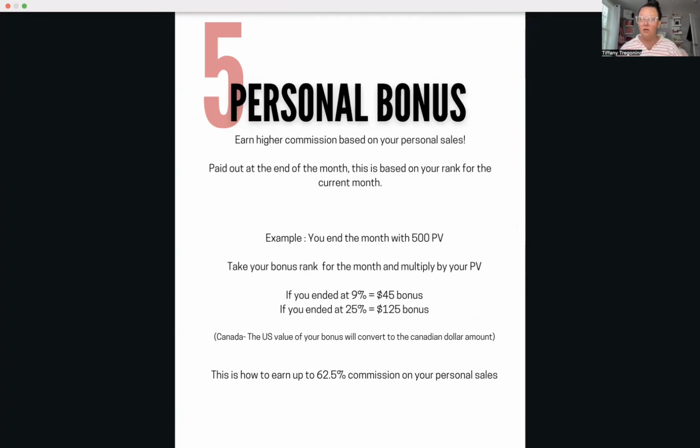Okay. So once the month closes out, we'll see another paycheck, usually around the 8th of the next month. Sometimes it's a little bit earlier, but once that monthly paycheck comes, this is where your personal bonus is going to be paid. So basically, what this means is it is going to depend on your personal volume for that month and your rank. Okay, so I have a little example right here.